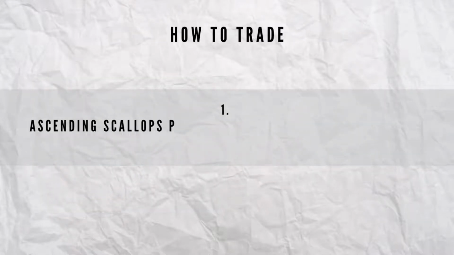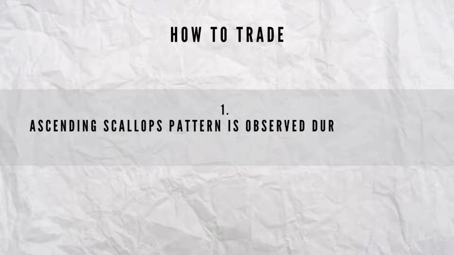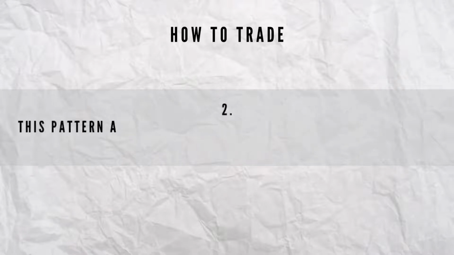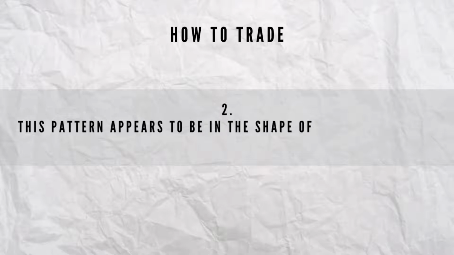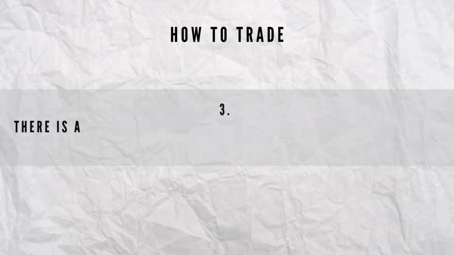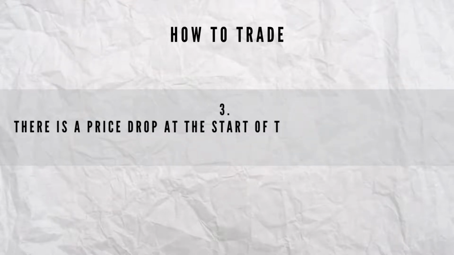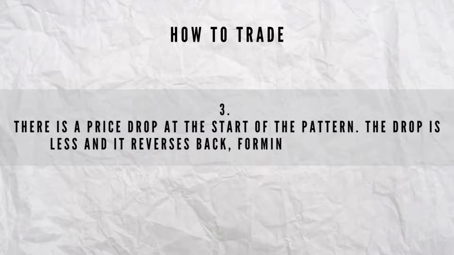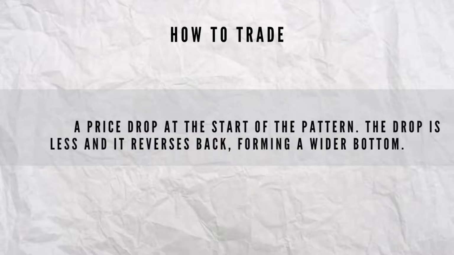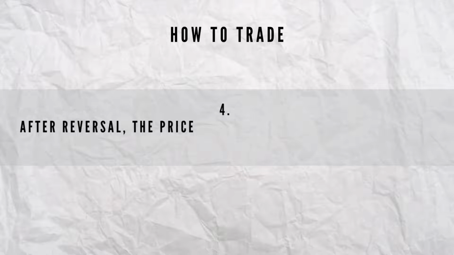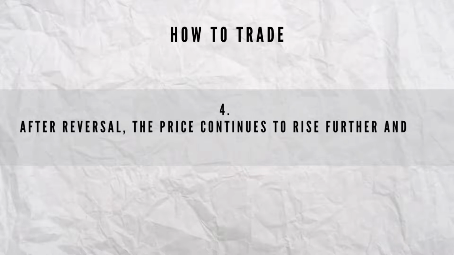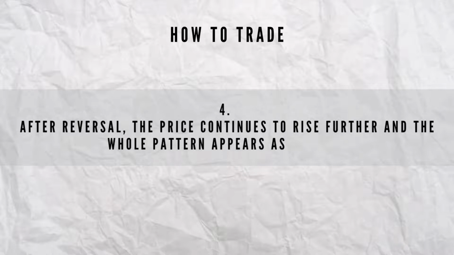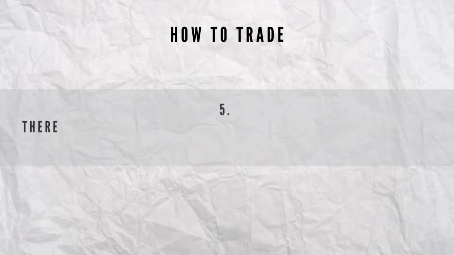How to trade. 1. Ascending scallops pattern is observed during a bullish rally. 2. This pattern appears to be in the shape of a J, slightly tilted to its right. 3. There is a price drop at the start of the pattern. The drop is small and it reverses back, forming a wider bottom.